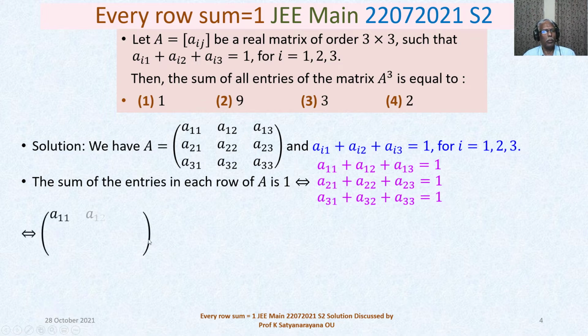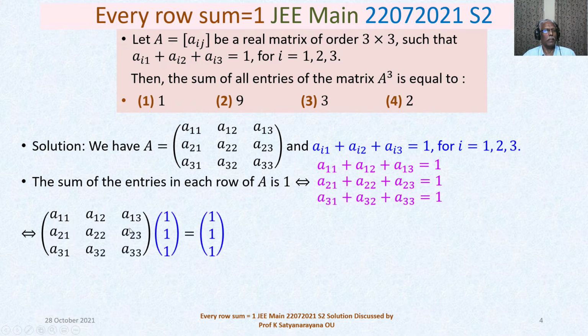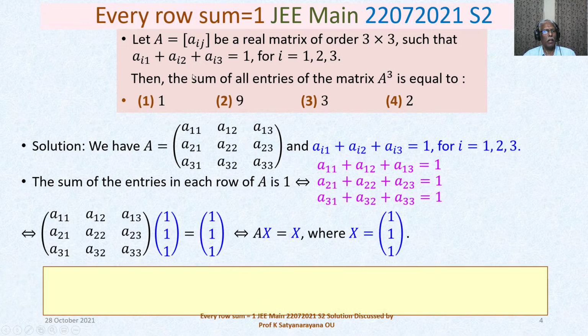This is if and only if the matrix a11, a12, a13, a21, a22, a23, a31, a32, a33, this 3 by 3 matrix, multiplied by the column vector 1, 1, 1, gives the vector 1, 1, 1. This is if and only if this is A. Let us call this column vector x. So Ax is equal to x, where x is the column vector 1, 1, 1. Thus we have proved this result.